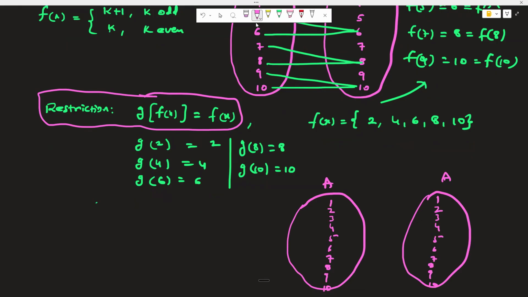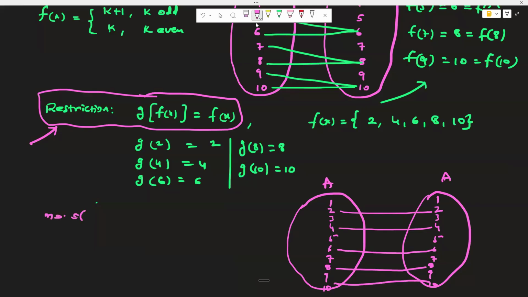And what are the inputs for G of 2? It was restricted already. It was restricted that G of 2 must be 2. G of 4 must be 4. G of 6 must be 6. This was the restriction. There are no choices for these elements.